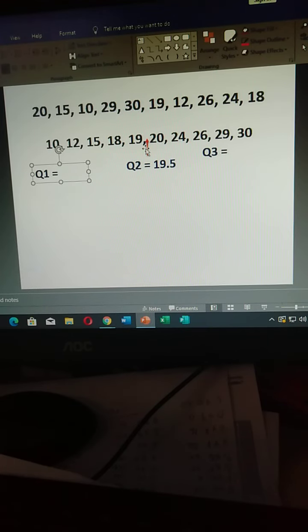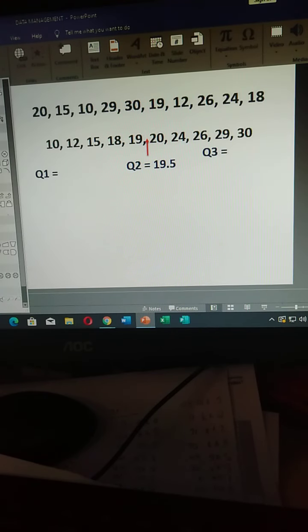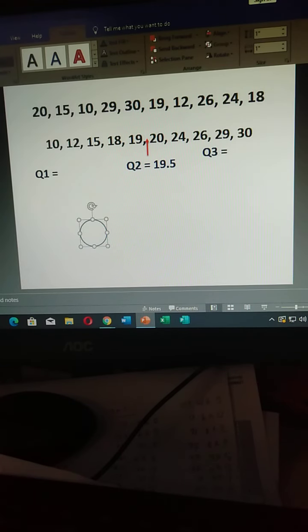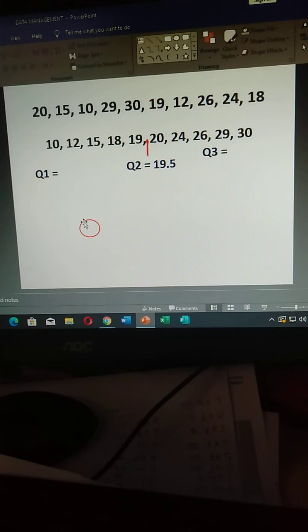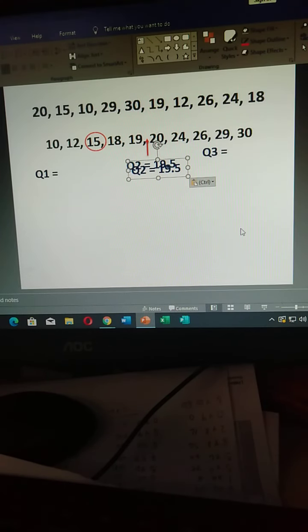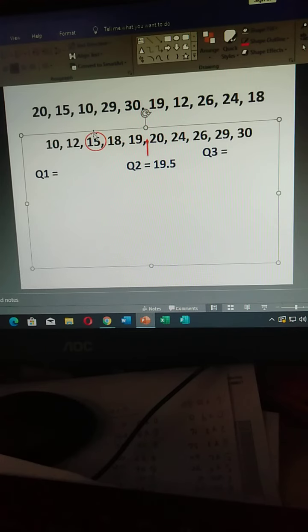And what is our median here? Anyone from the class? Anyone? Ano yung median natin dito? Anyone, guys? Our median here is 15. Yun yung nasa gitna, di ba? Ito yung nasa gitna. So, ito ngayon yung magiging median natin for Q1. At dito naman, it's 26.